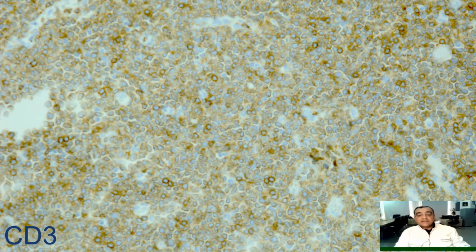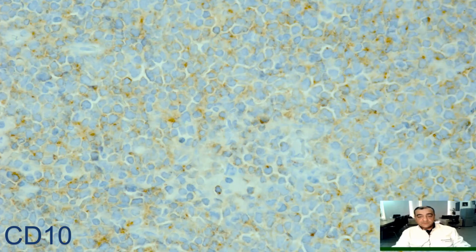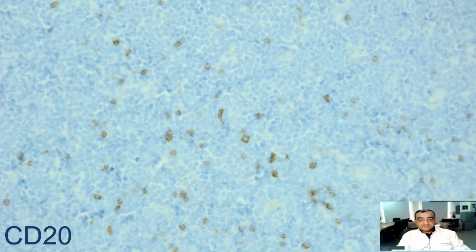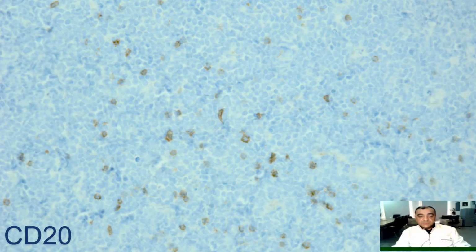Here we have a nice diffuse membranous staining of CD3, which is a lineage-specific marker for T cells. And so we can recognize that this tumor is of T-cell origin. Then we can see also nice membranous staining of CD10. CD20, which is lineage specific for the B cell, encountered only scattered mature small lymphocytes, B lymphocytes, so excluding B-cell origin of the tumor.